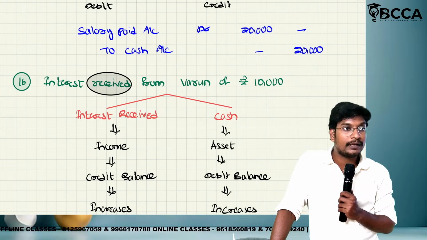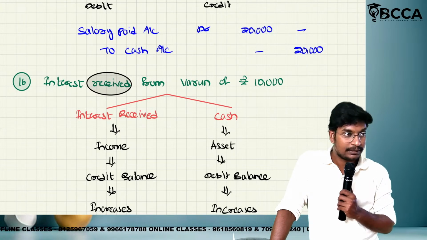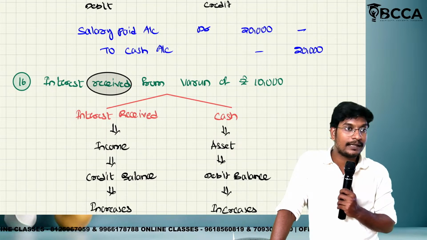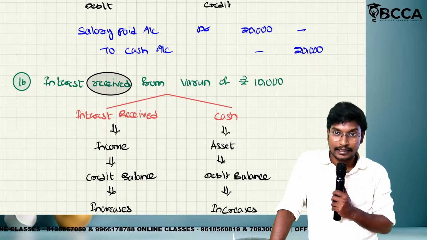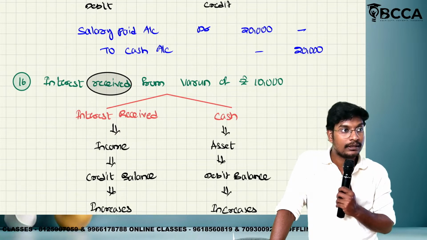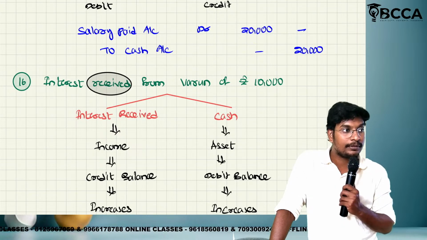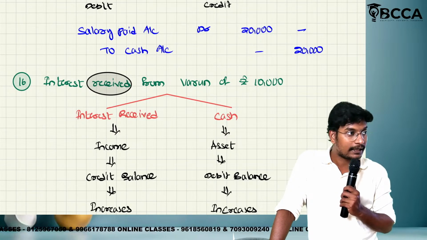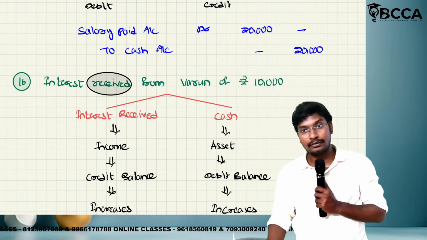In the debit balance, the opening balance will be on the debit side and the closing balance will be on the credit side. That means to balance brought down, by balance carried on. In the same way, in the credit balance, the opening balance will be on the credit side and the closing balance will be on the debit side. By balance brought down, to balance carried on. Okay, these are the things we have learned.